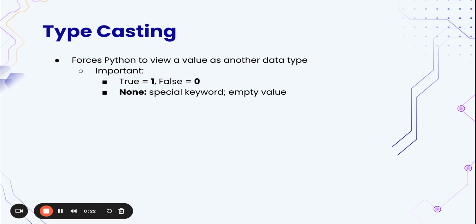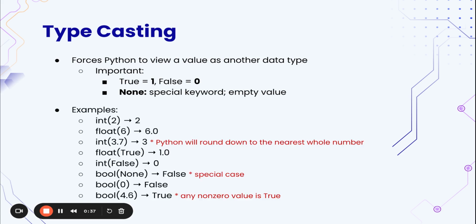And something important to know is that the numerical value of true is 1 and the numerical value of false is 0. None is a special keyword in Python, it's an empty value. So here are some examples of typecasting.